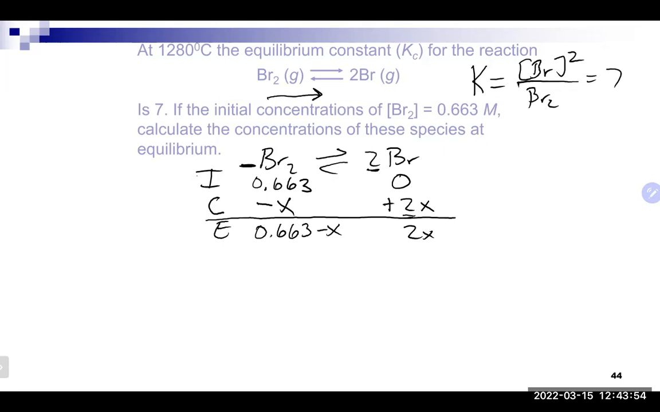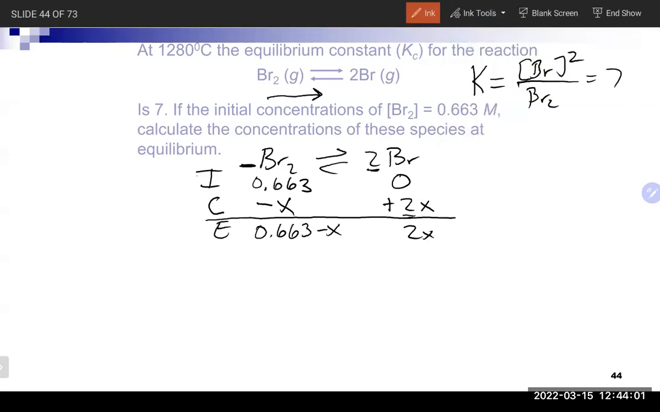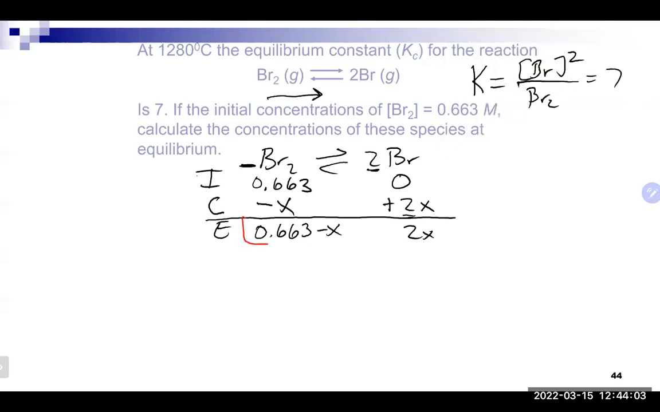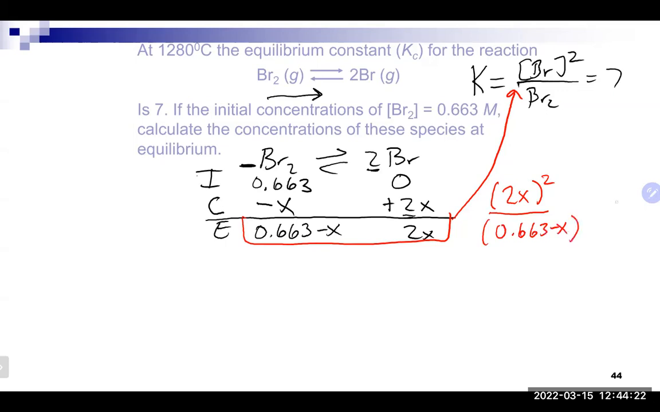The goal here now is really to solve for x. So what we're going to do basically is take everybody there on the equilibrium line, and we're going to stick it into our equilibrium expression. So if we do that, that gives us basically 2x squared on top, divided by 0.663 minus x on the bottom is equal to 7.